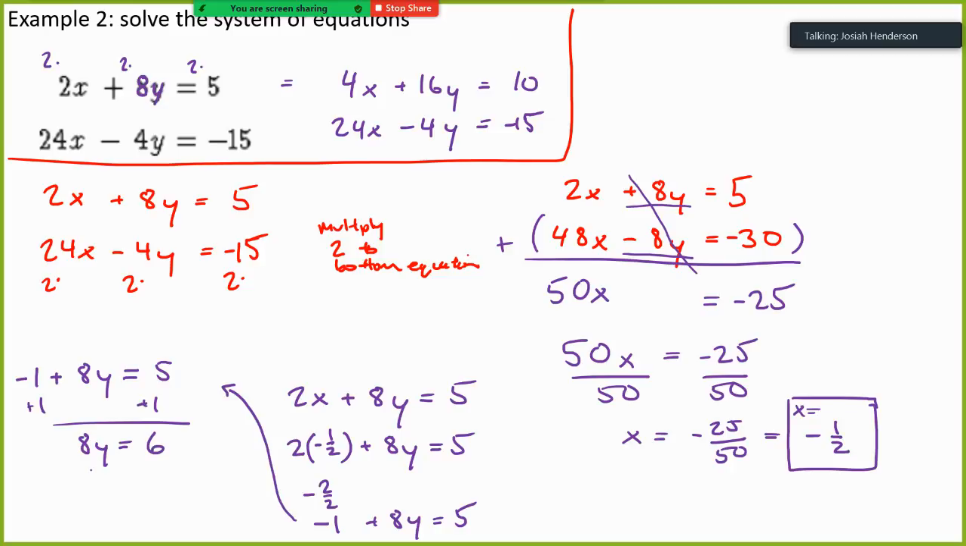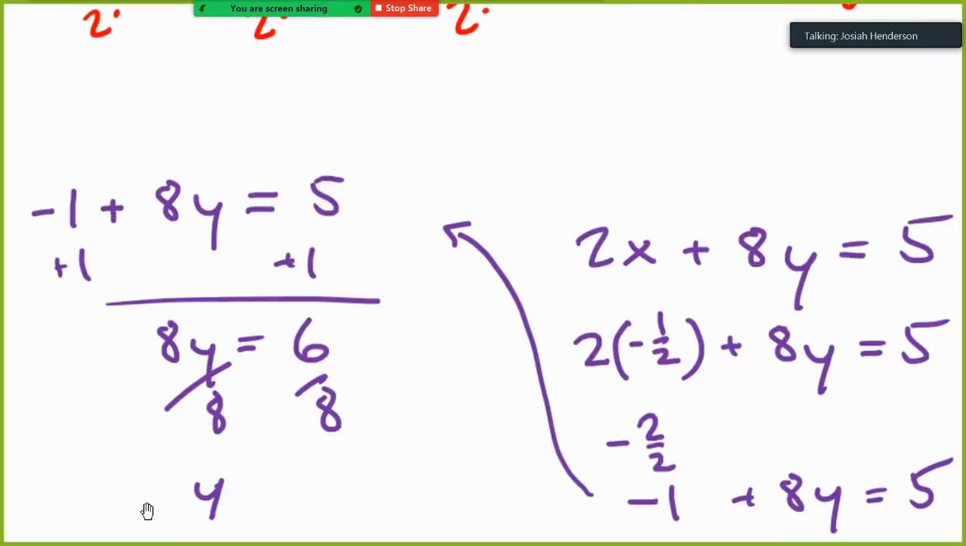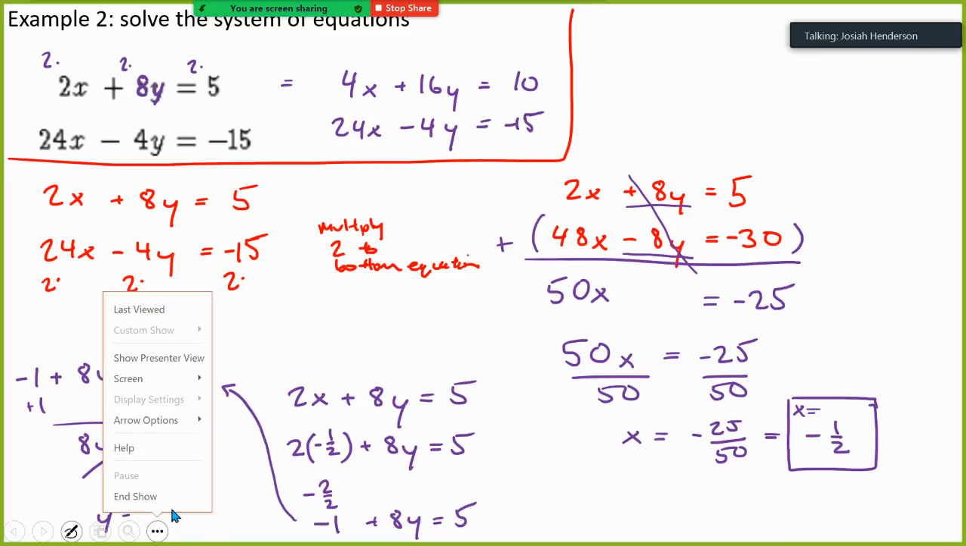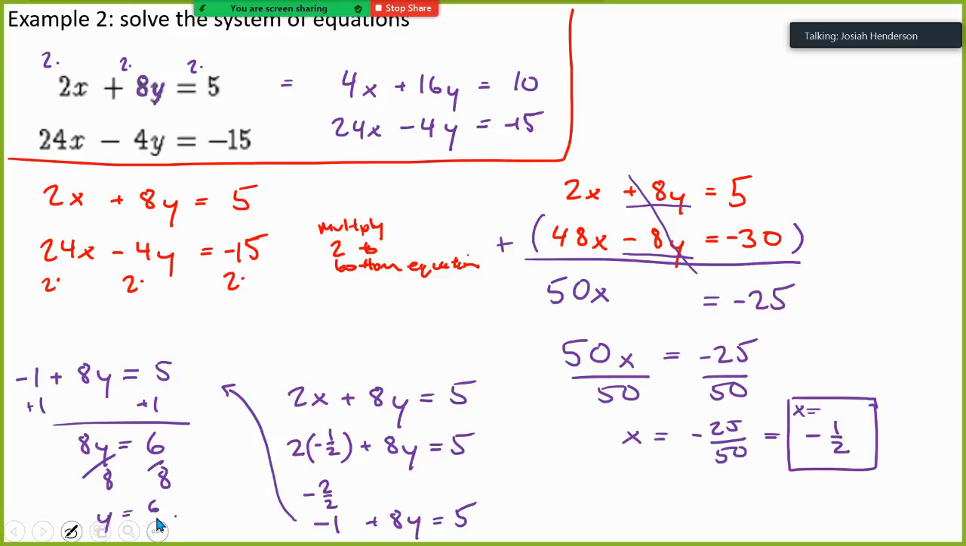Like last time, Anaya said divide. We're going to divide both sides by 8. So we have y is equal to 6/8. And as always, I want you to reduce your fractions when possible. Rats. So looks like we could divide top and bottom by 2, making it 3/4.